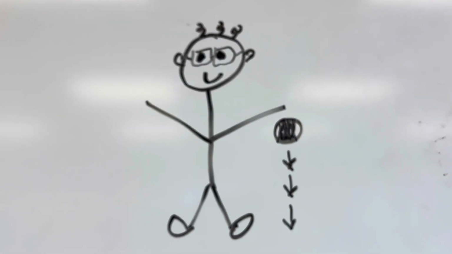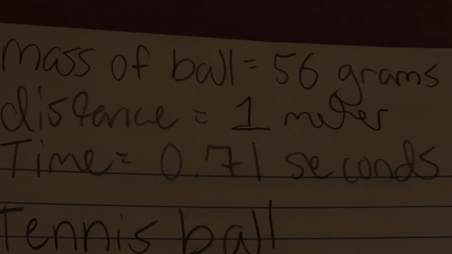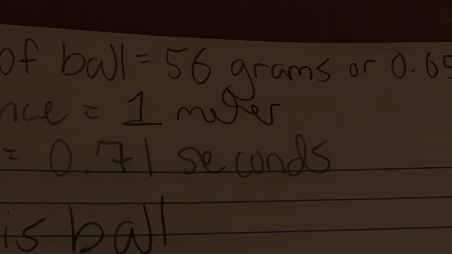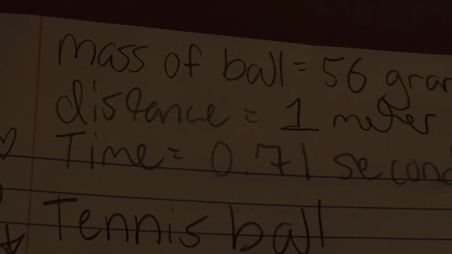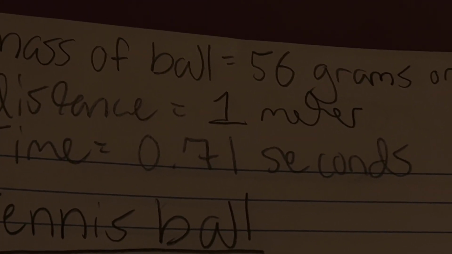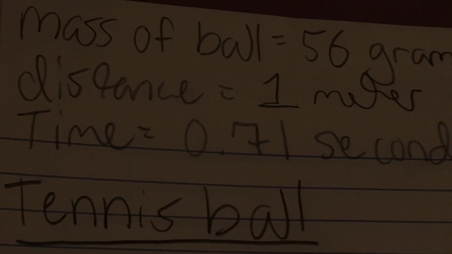For our second experiment, we dropped a tennis ball to calculate the acceleration of the tennis ball using the force and the mass. So we found the mass of the tennis ball to be 56 grams or 0.056 kilograms. And we dropped the tennis ball from a height of 1 meter, and it took 0.71 seconds for the tennis ball to hit the ground.